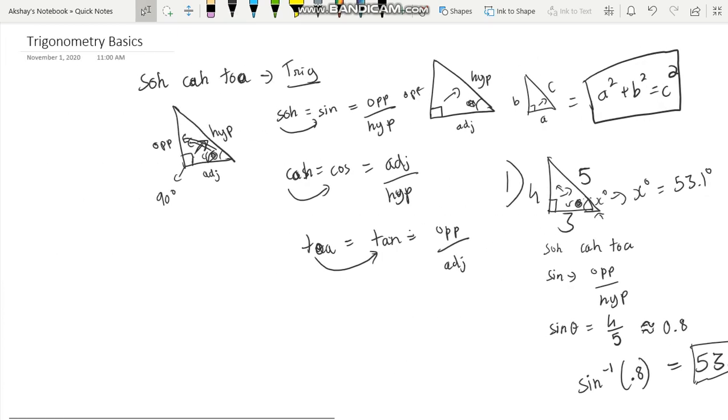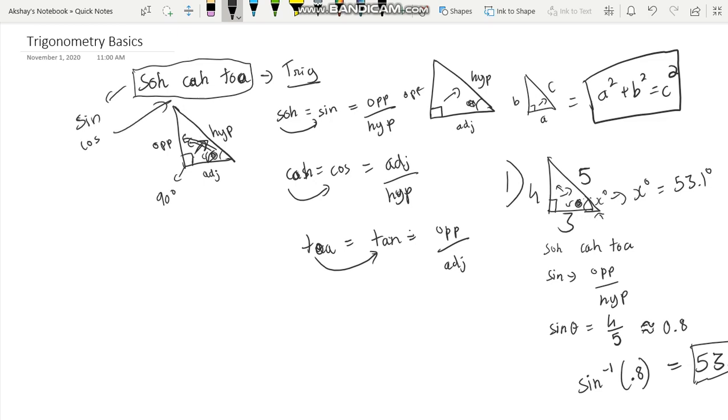So that was basic trigonometry. Remember, SOHCAHTOA relates to our sine, cos, and tan.